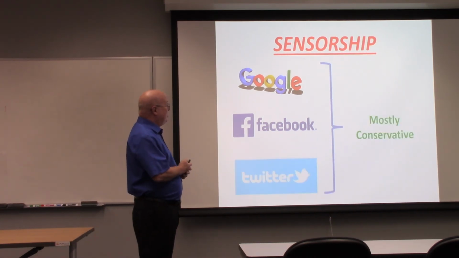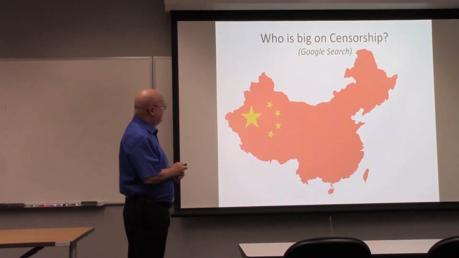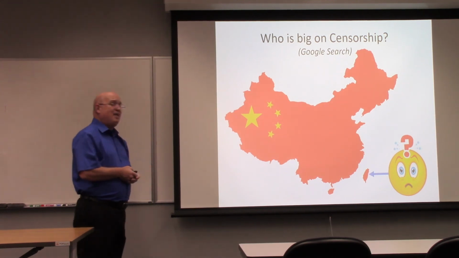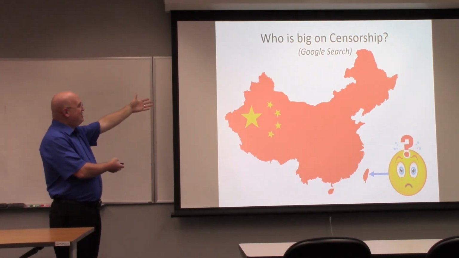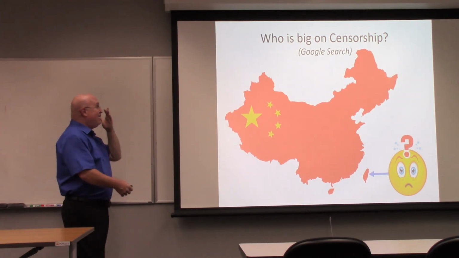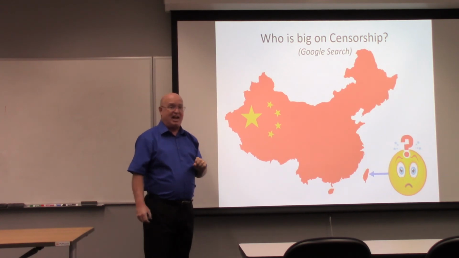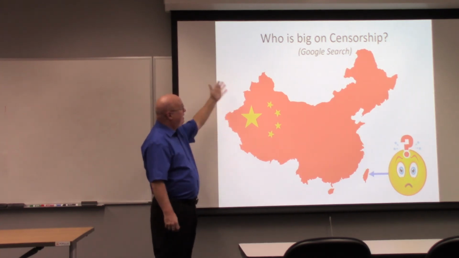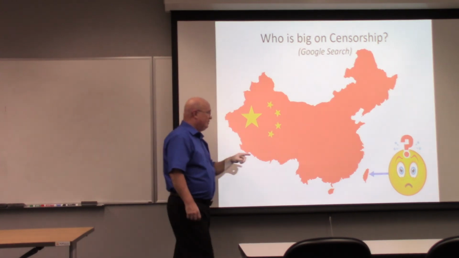Right? So Twitter does this. They mostly censor. But guess what? Who they don't censor? The Communist Chinese Party. As a matter of fact, they go ahead and they work with the Chinese. Why? Well, here is a map of China on Google search.